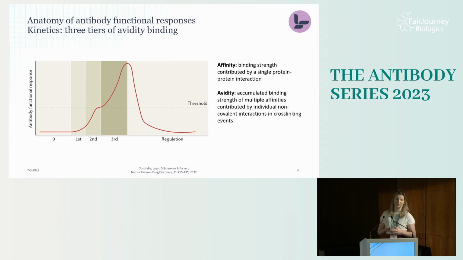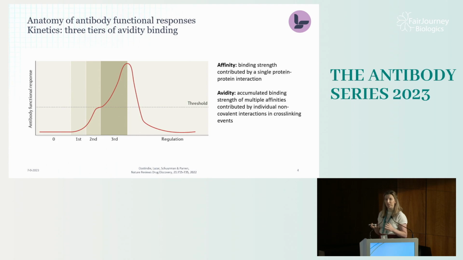So to start off, when writing this review, we thought, okay, how does an antibody functional response actually look like? And what role does avidity play in this functional antibody response? And we came up with this graph showing that we think that antibody functional responses are really dependent on three distinct key activation phases. It's not just an on-off reaction. It's a gradual increase that is really distinctly separated into three tiers.